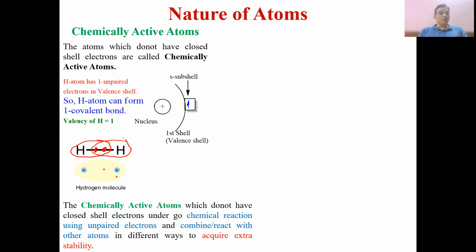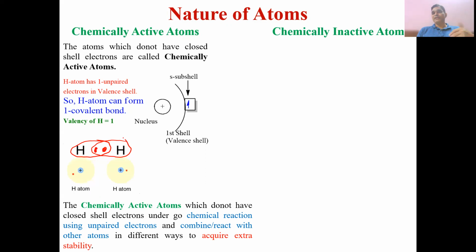As in the above case, you can see the two H atoms come closer to each other, resulting in the formation of a covalent bond, meaning there occurs the equal or mutual sharing of electrons between the two H atoms, resulting in the formation of a bond. So now after the formation of the bond, each of the H atoms has two electrons like helium, that is the group 18 elements. So that is about the chemically active atoms.